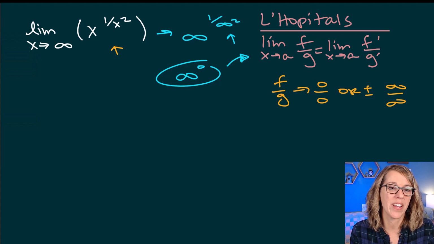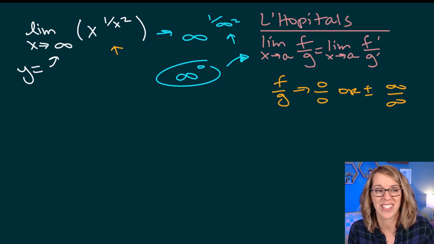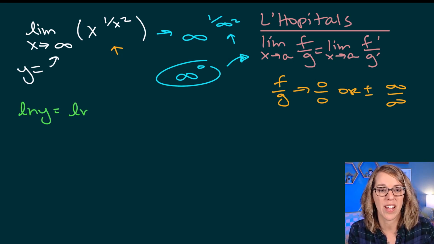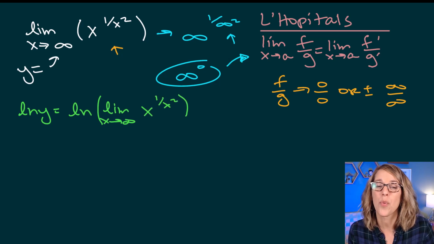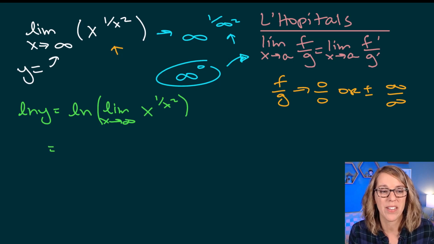Before I do that, I'm going to go ahead and sneak in a y equals over here, so I can take the natural log on both sides. So I end up with the natural log of y is equal to the natural log of my limit, the limit as x goes to infinity of x to the 1 over x squared. I can bring that natural log inside of the limit, which is where the magic starts to happen.